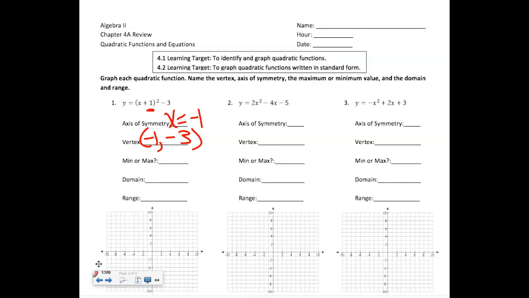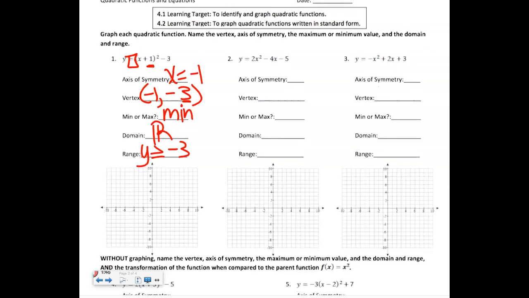So for max or min, we look at our number in front to see if it's positive or negative. Our number in front is a positive one, so that means it's going to make a U shape. So that means we have a min. Our domain for all of these parabolas is all real numbers. And our range, since I have a U shape, all of our y's are going up. So I'm going to say y is greater than, and remember you bring whatever number is here down. So negative 3. So we can answer all of that without graphing.